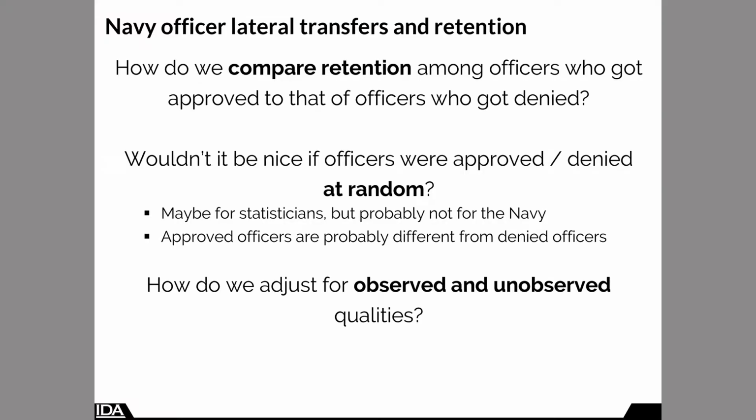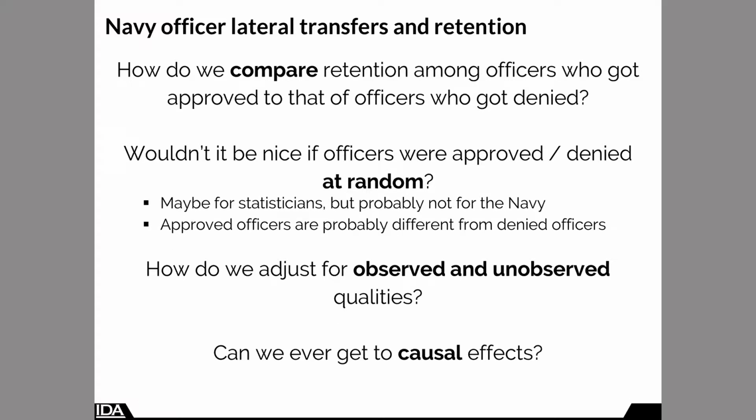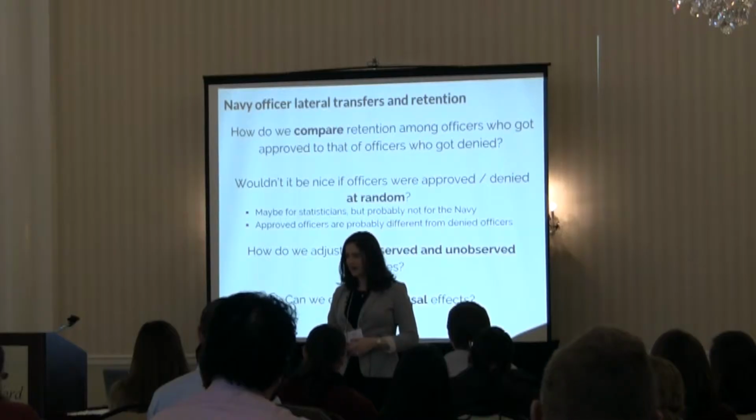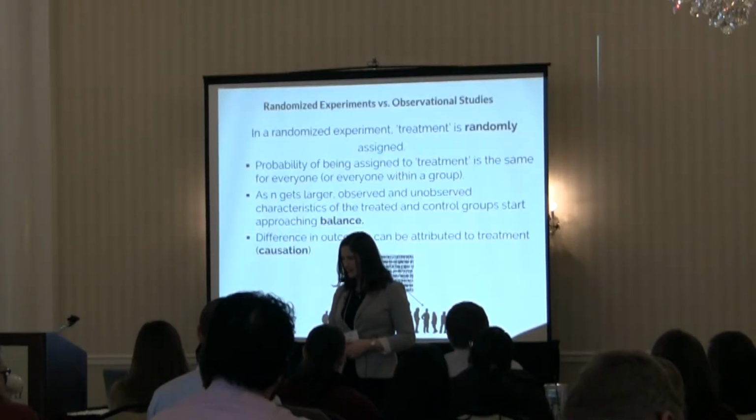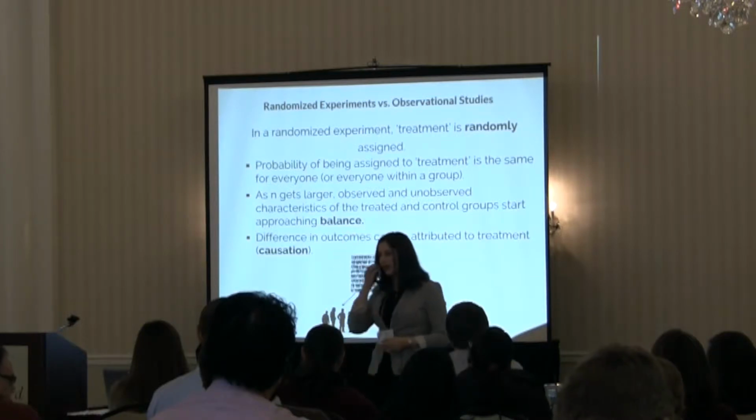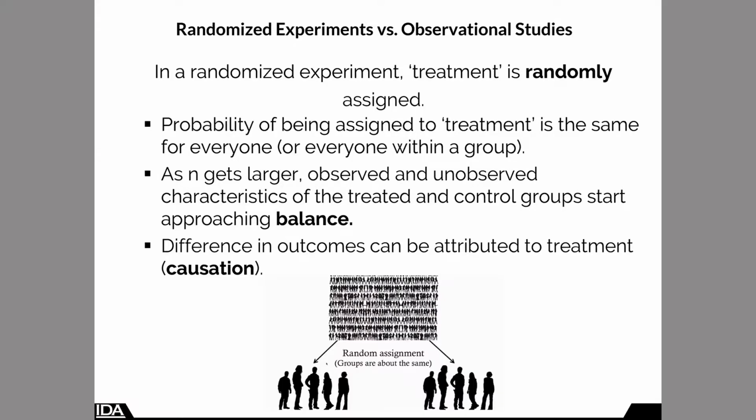So how do we adjust for this lurking variable, for these confounders, if we didn't randomly assign people to get approved and denied? And even more importantly, what do we do with variables that we didn't observe, that we didn't know to measure, that are not in our data? And can we ever possibly estimate a causal effect of this policy on officer retention? So that was our motivating example. Now we'll move into a little bit of theory, I guess.